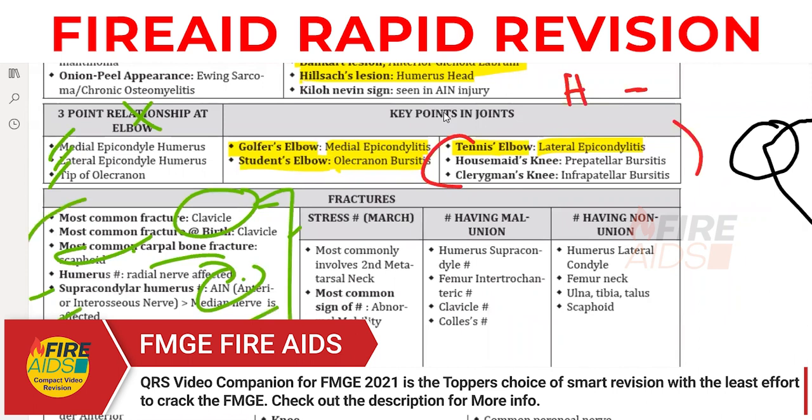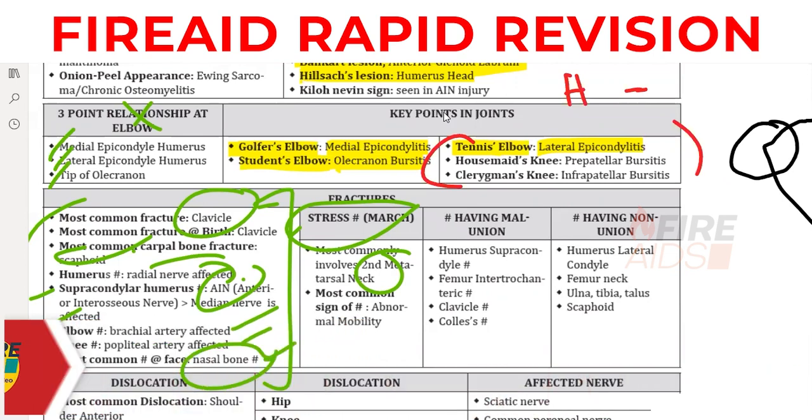Then comes the stress fracture or march fracture. This is where we are talking about second metatarsal neck fracture. You should definitely expect an image-based MCQ. They might provide a radiologic image, talk about a lot of stress happening in the legs, and show an x-ray where the second metatarsal neck is broken. They might ask what the diagnosis is. The answer should be stress fracture or march fracture.